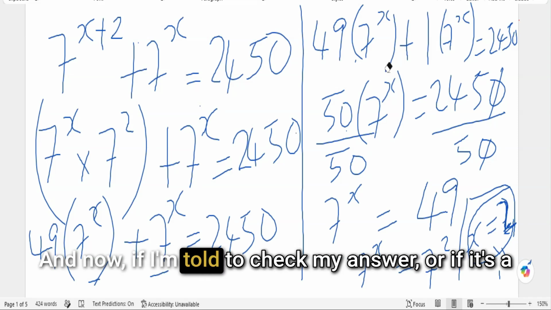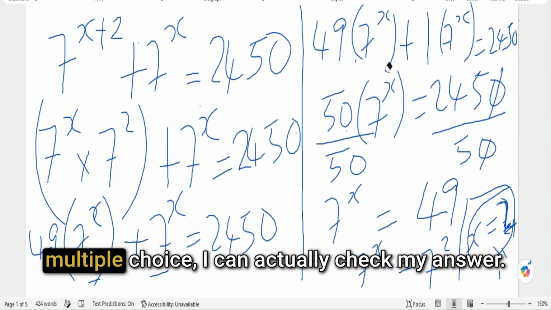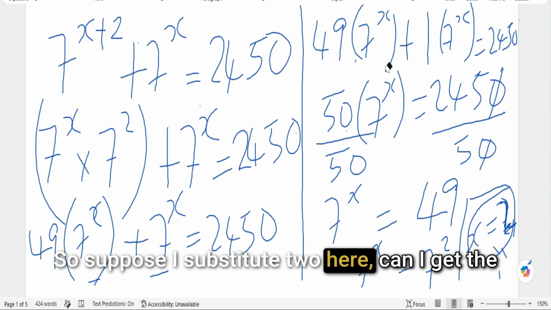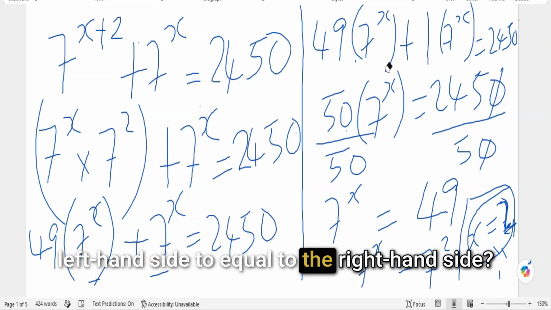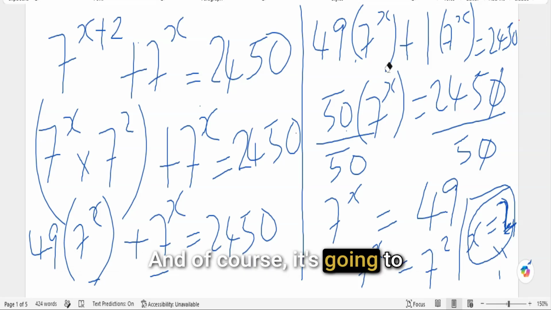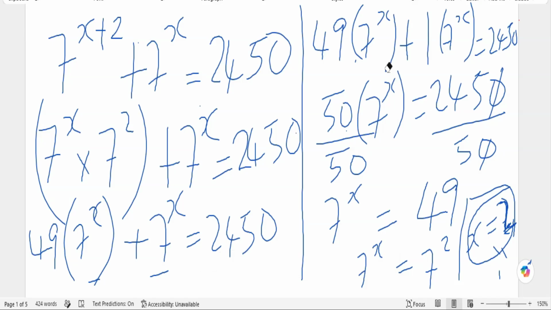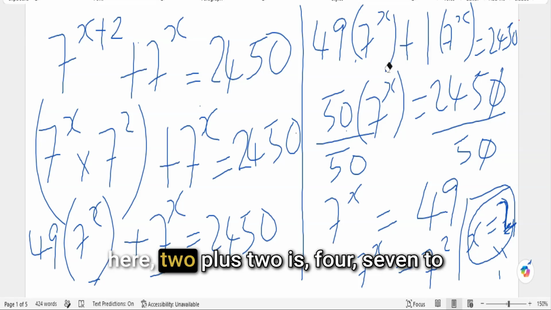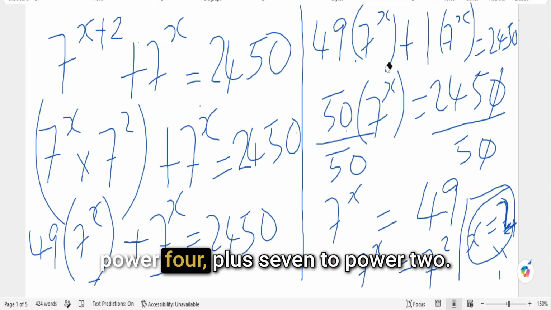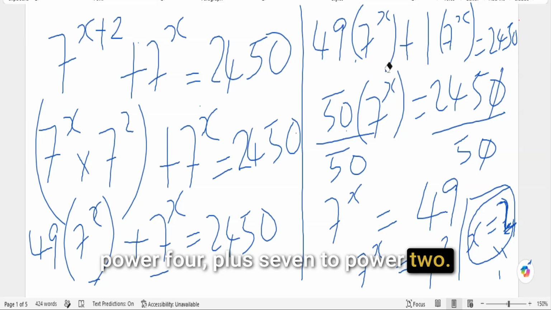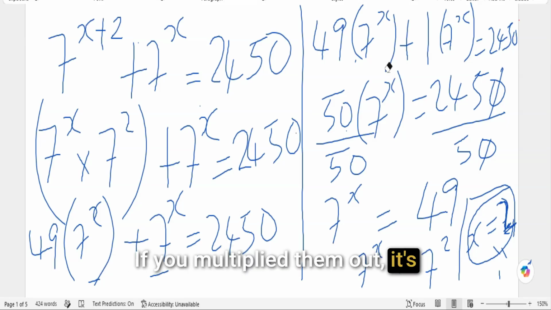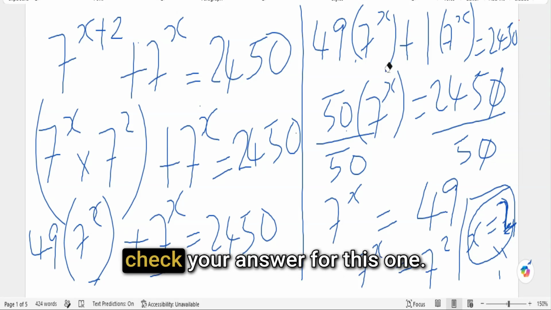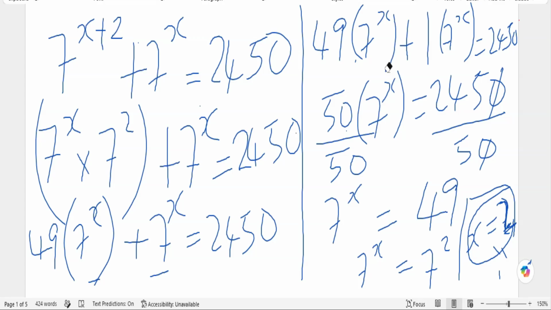And now, if I'm told to check my answer, or if it's a multiple choice, I can actually check my answer. So suppose I substitute 2 here. Can I get the left-hand side to equal the right-hand side? And of course, it's going to do that if you substitute. And so say I have 7 to the power 2 plus 2, that is 7 to the power 4, plus 7 to the power 2. If you multiply them out, it's going to be 2450. So I'm going to leave you to check your answer for this one. All right.